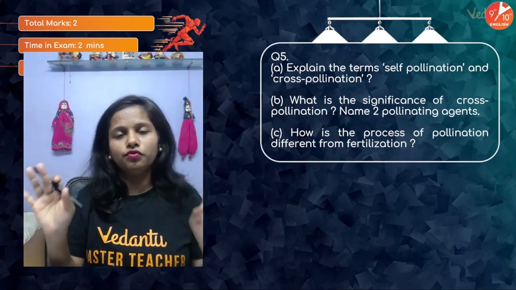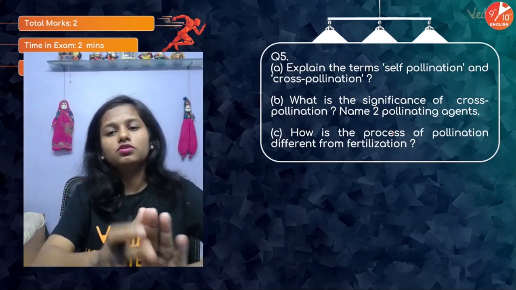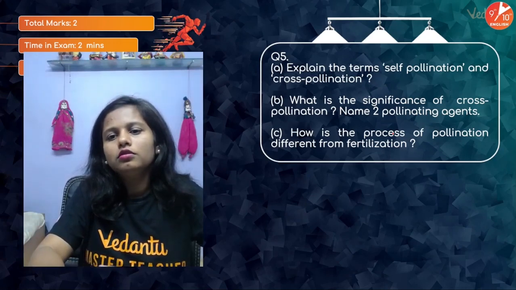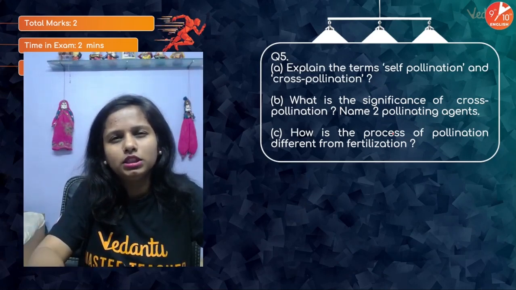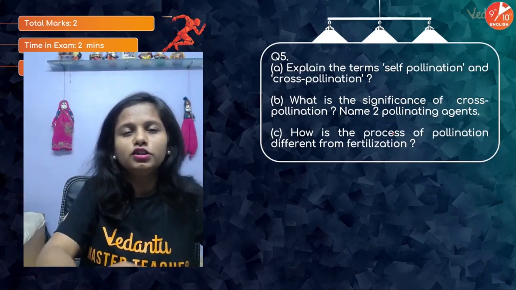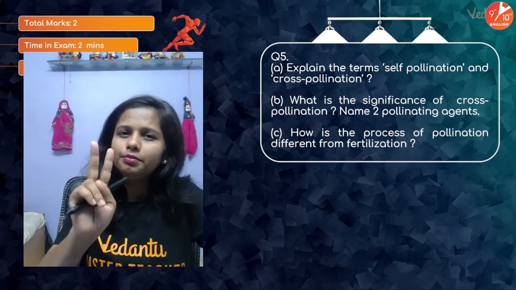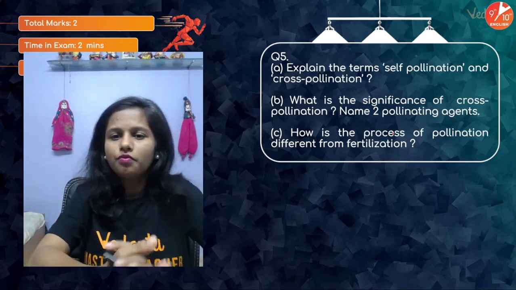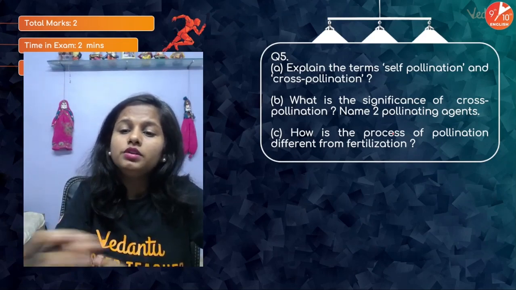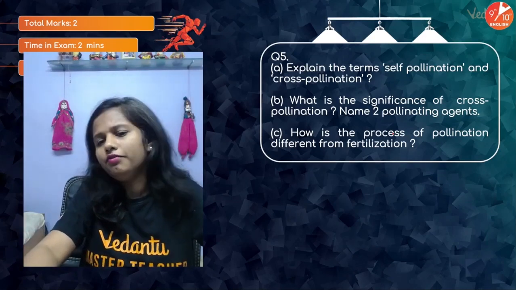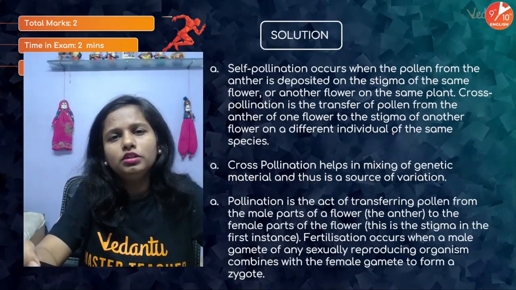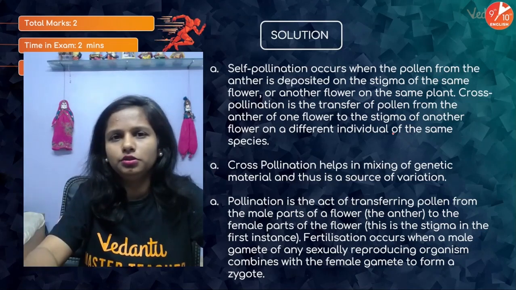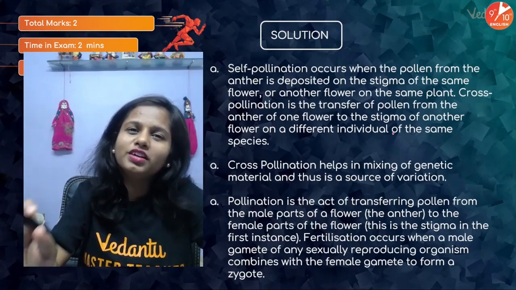When pollination occurs between two flowers born on two different plants of the same species, it's known as cross pollination. You may always give examples. Then, what is the significance of cross pollination? It is a source of introducing genetic variation. Name 2 pollinating agents: wind, water, insects, bats, animals. How is the process of pollination different from fertilization? Pollination involves only the transfer of pollen grain from anther to the stigma. That's pollination. Fertilization is the fusion of gametes.